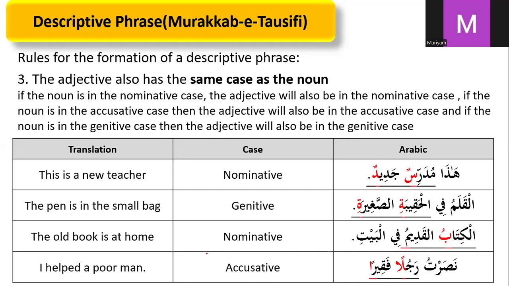So here you can see that if the noun is in marfu state, the adjective is also in marfu state. If the noun is in mansub state, the adjective is also in mansub state. If the noun is in majroor state, the adjective is also in majroor state. So you can see that I have taken different examples.